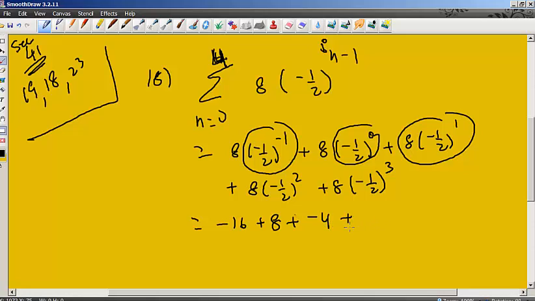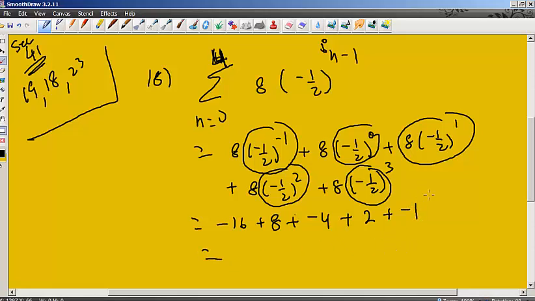Okay. Plus. This is going to square that. 2 on the bottom, that becomes 4. So negative 1/2 squared is going to give me positive 1/4, so that'd be 8 divided by 4, that becomes 2. And then finally, when I cube this, I get 8 on the bottom, the negative still stays, so that'll become negative 1.